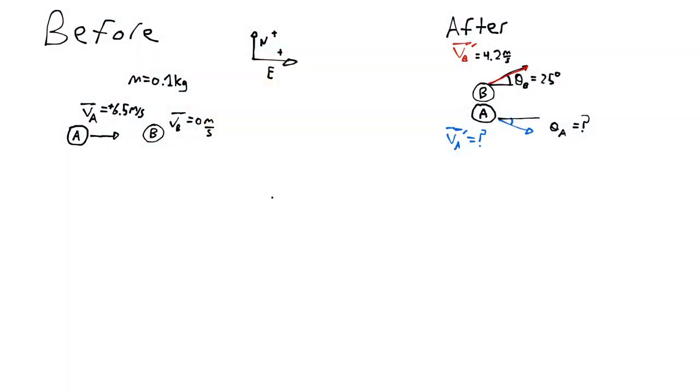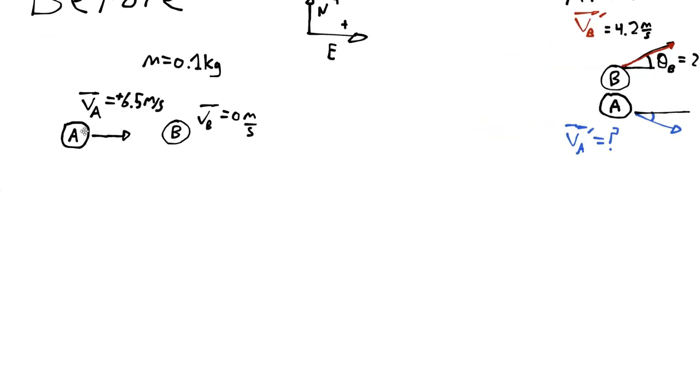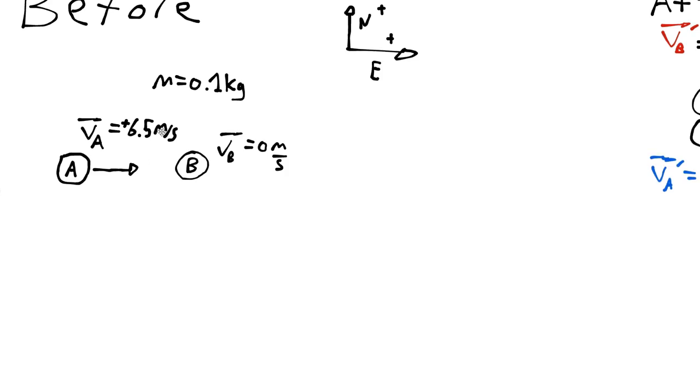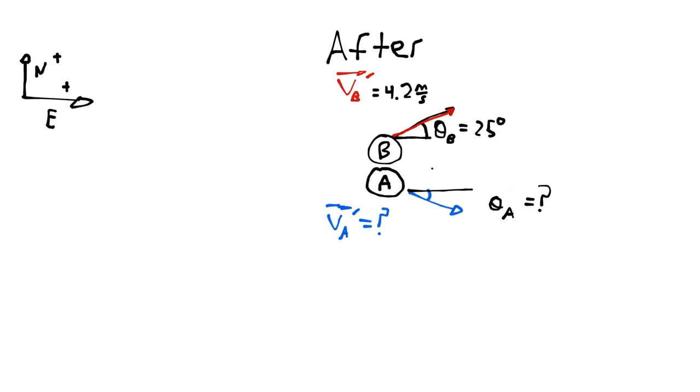All right, so I wrote down the problem right here. So I have a before and an after. Before, the velocity of the first one is 6.5 meters a second in the east direction, which I made positive. Then it's going to hit the next one, which isn't moving at all, so it has a velocity of 0 meters a second. This is after, so you can see that's velocity B right there. I drew it in red. And then of course theta B, and then we have A that's unknown. So we're trying to find A.